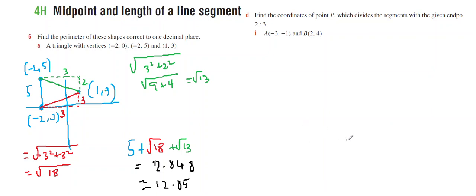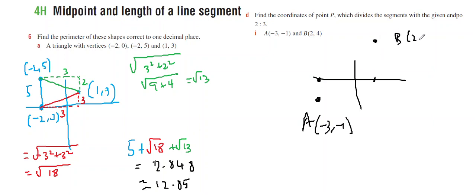And question part D, I have these points, and these points are A, which is -3, -1, and B, which is 2 and 4. And this line, I need to break it into a ratio of 2 to 3. Therefore, I want to find the point where this is 2 parts and this is 3 parts. So I'd like to find the length of AB first.